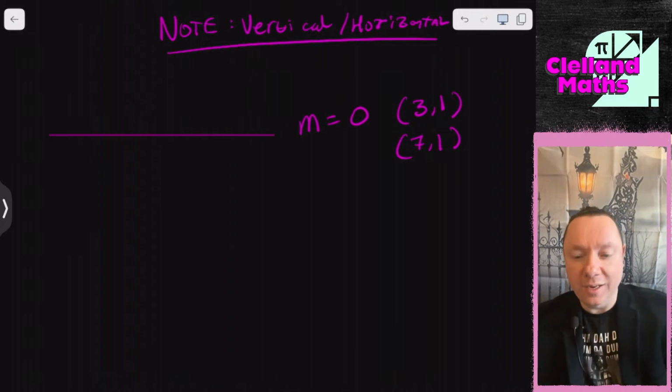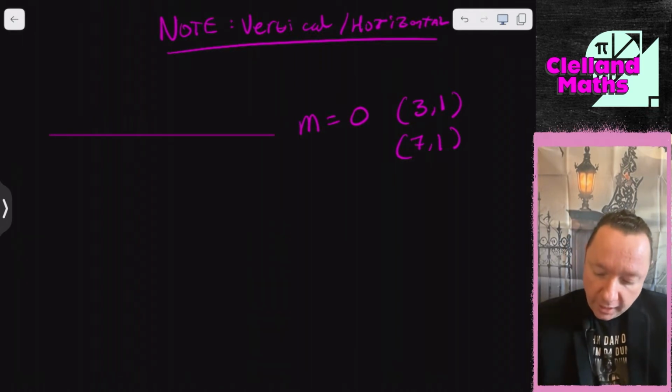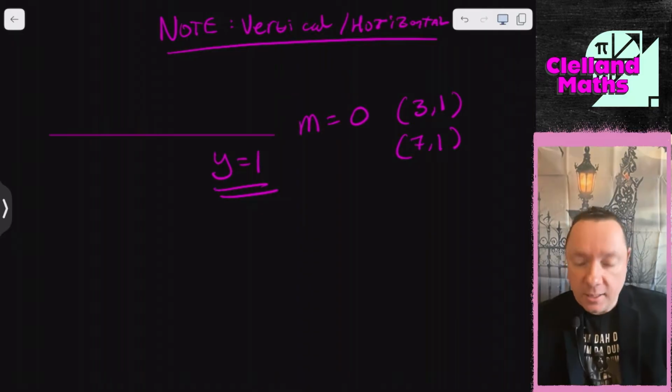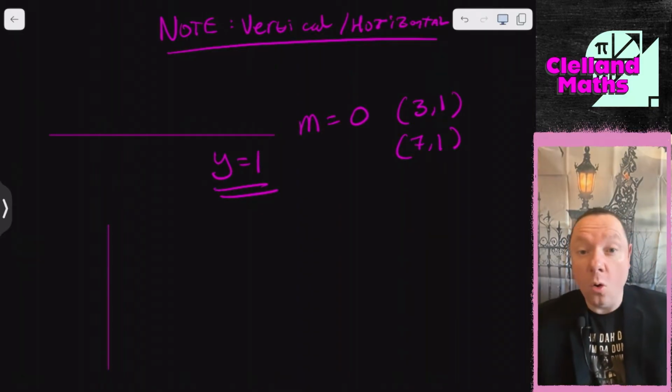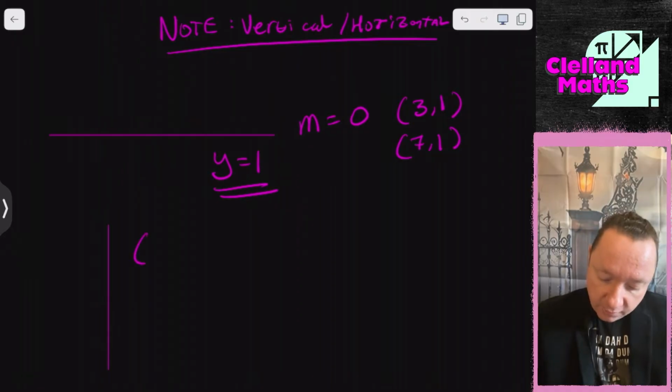So what would the equation of the line be? Well, the equation of a horizontal line is just, since the y is always the same, y equals a number. So in this case, y equals 1 would be the equation of that line. Similarly with vertical lines, if I picked a couple of points on a vertical line, let's say something like 3, 1 again, but this time we're going to say 3 and 8.